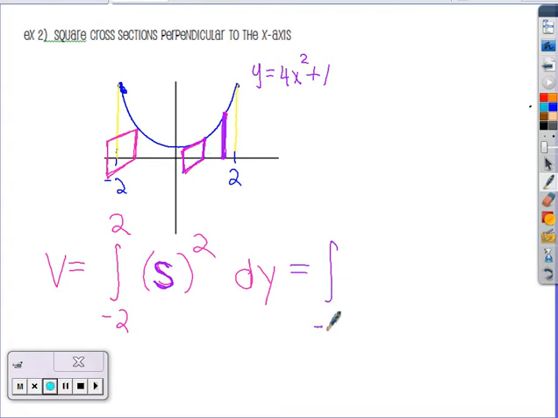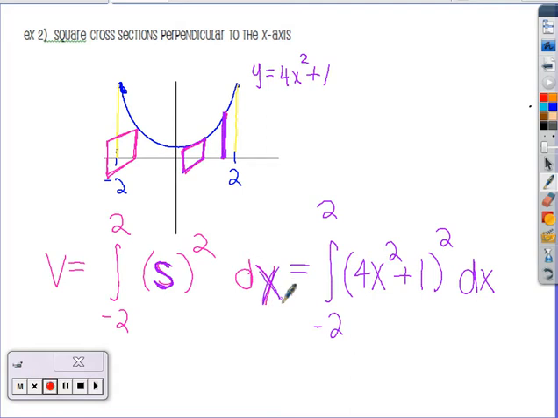So I know that negative 2 to 2, I would be able to find the volume of a shape whose square bases are perpendicular to the x-axis and are made from the line y equals 4x squared plus 1. All right, let's look at the next one.